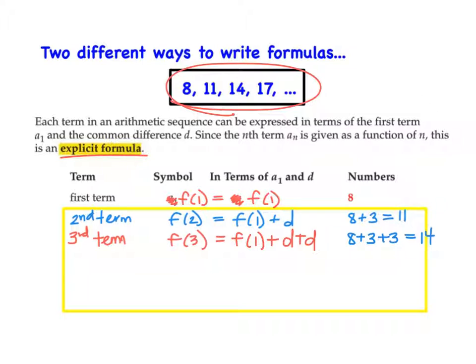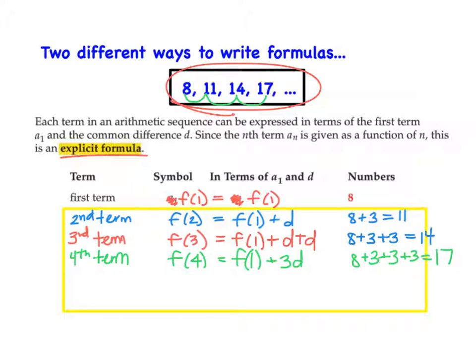I'm going to write one more line just so we have a pattern to follow, so we can figure out what's going to happen in general. The fourth term, f of 4, equals the first term, which is 8, plus, if I want to get to 17, I've got to add 3, add 3, add 3. Look up here at the top and rewatch that part. That means I added 3 of the d's. That gave me 17.